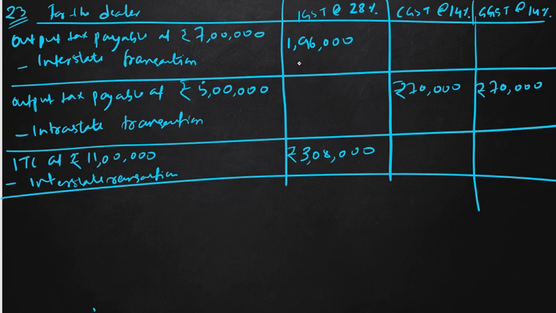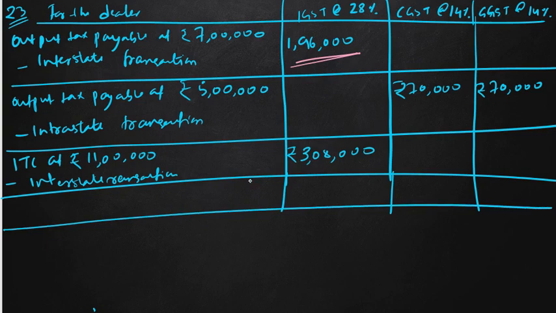Now you can see the difference: in the IGST section, your output is 1,96,000. That means he has to pay 1,96,000, but he has much more money than that. He has 3,08,000. Now what will he do? Now he will utilize it. So if he has more money than the output tax, then the utilization section will come out.